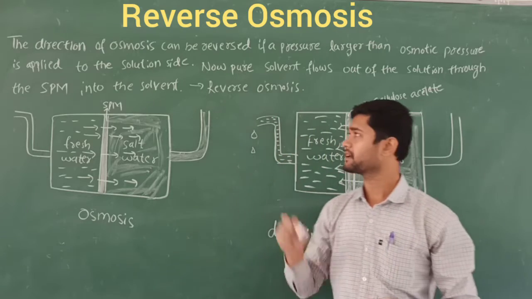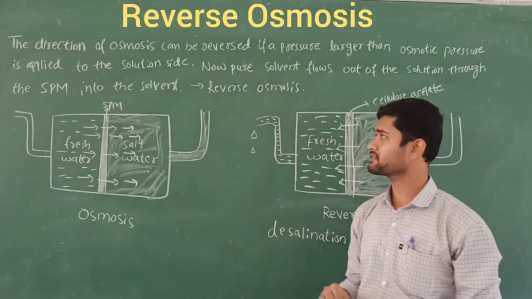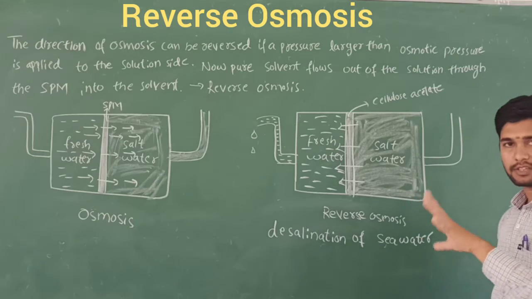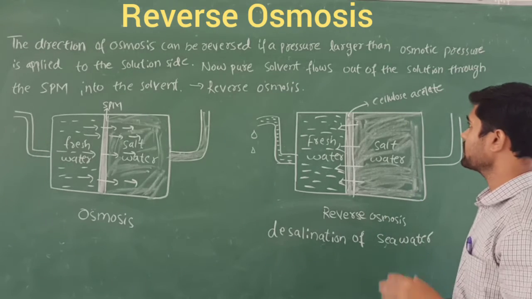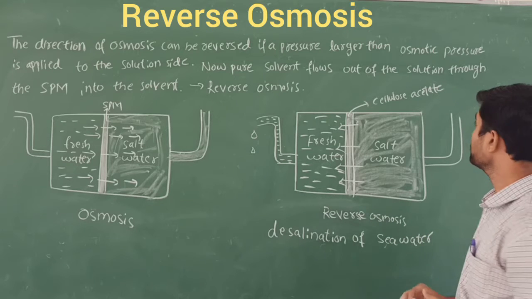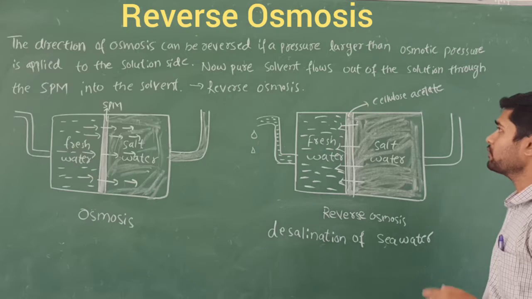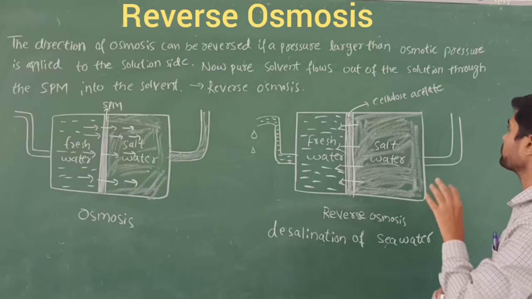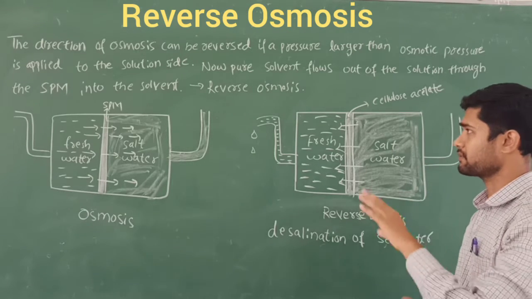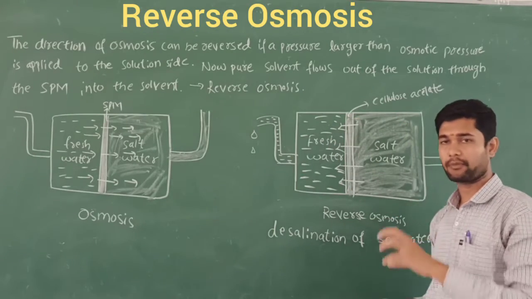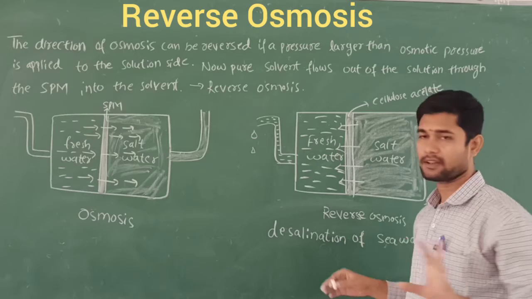RO is nothing but reverse osmosis. Let's take a definition here. The direction of the osmosis can be reversed if a pressure larger than the osmotic pressure is applied to the solution side. Now pure solvent flows out of the solution through the semi-permeable membrane into the solvent. This type of phenomenon we are going to call reverse osmosis.